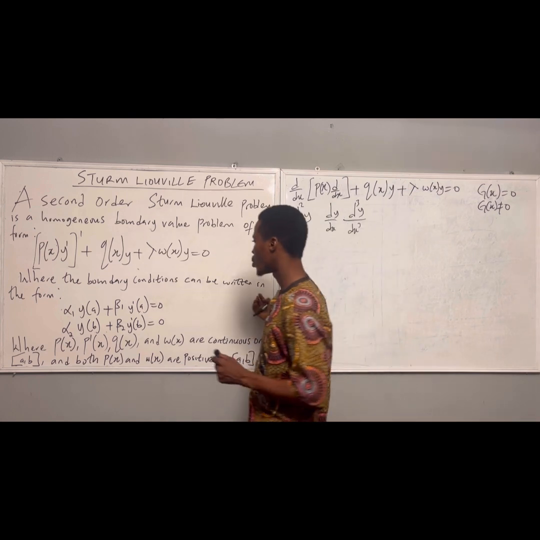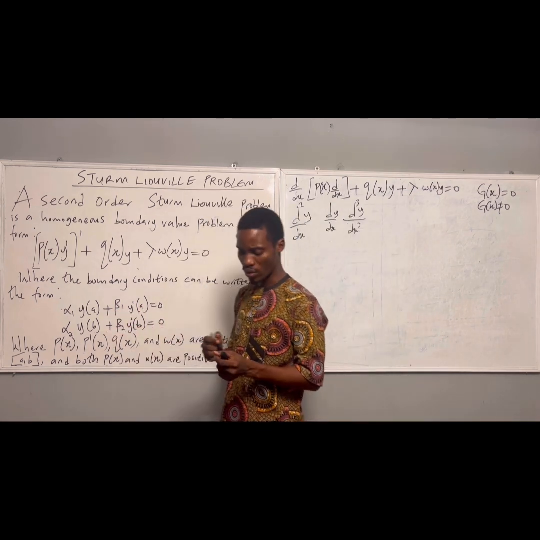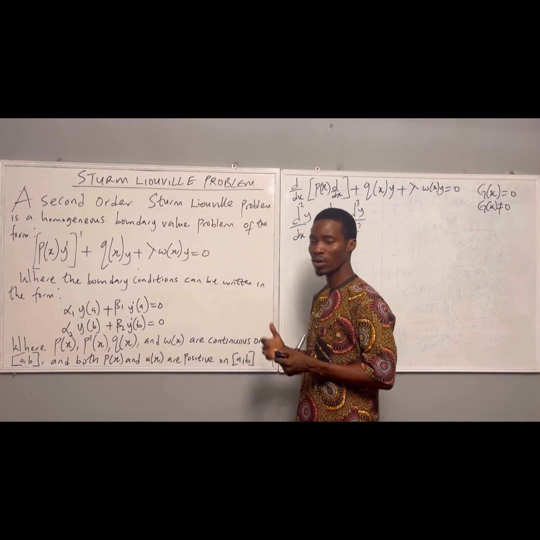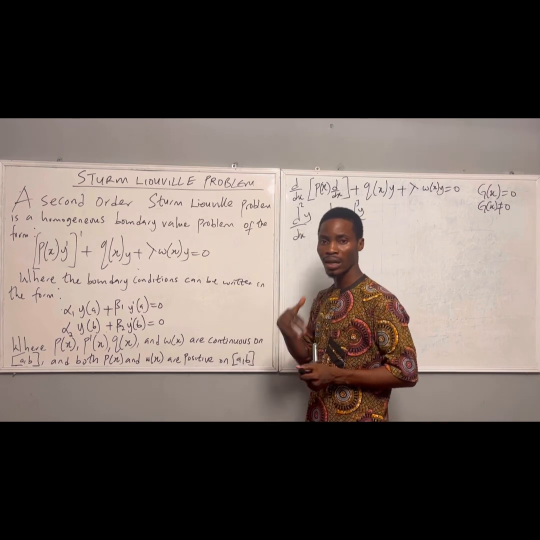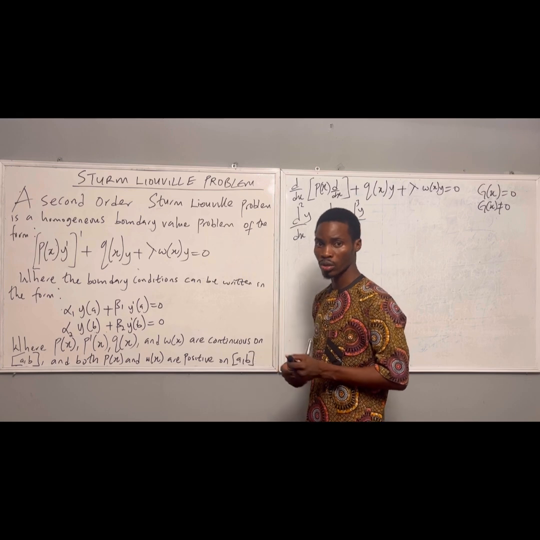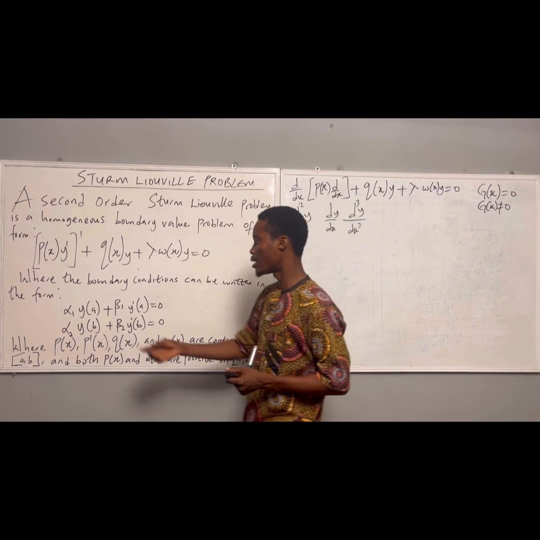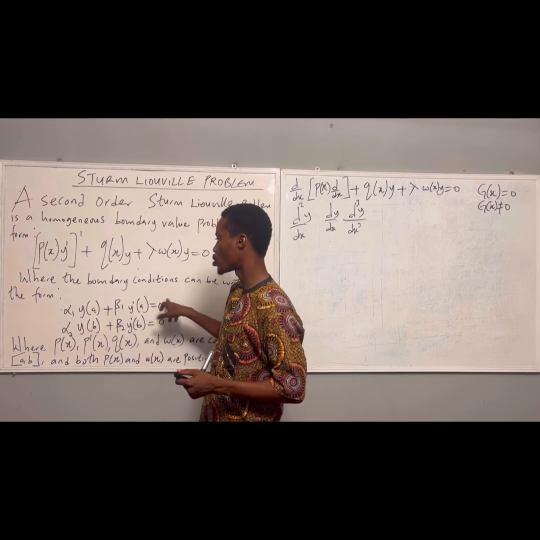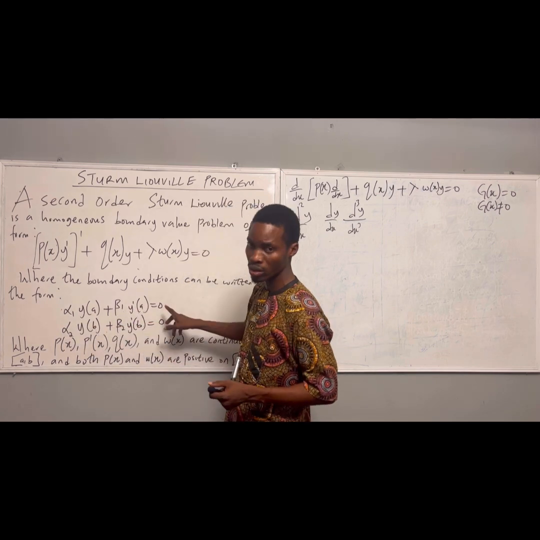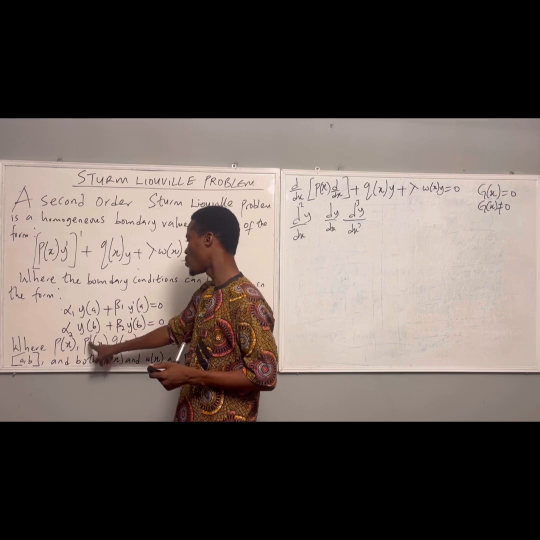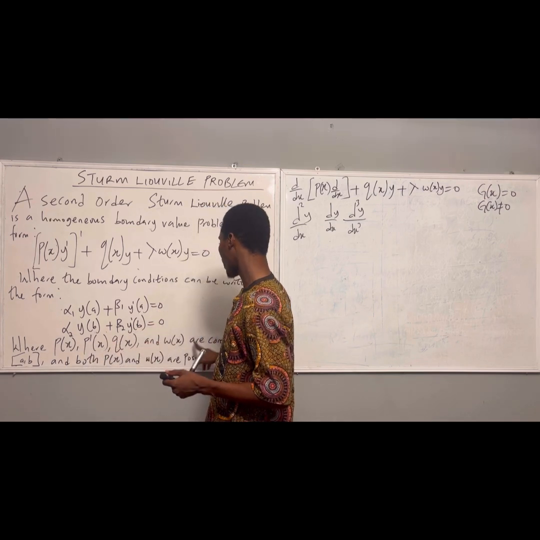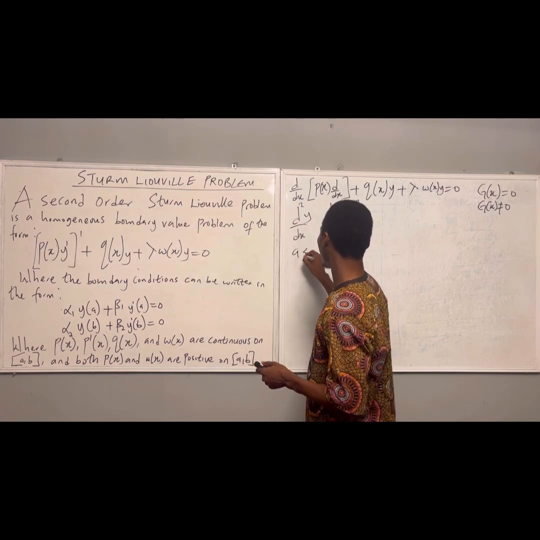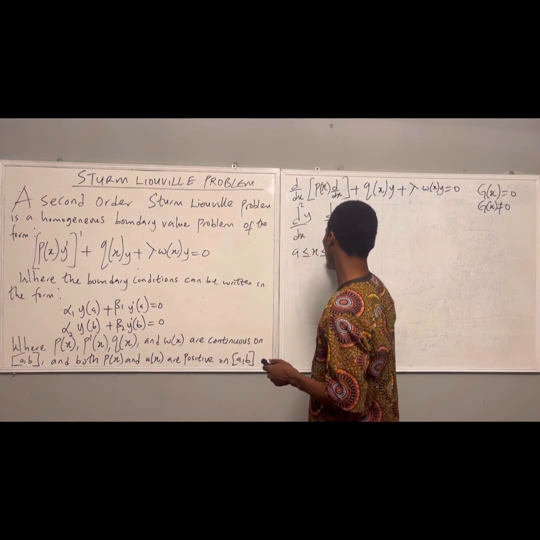And this boundary condition, we use it if we have to solve anything related to a second order ODE which is homogeneous, that is, equal to 0. We are going to have alpha y(a) + beta y'(a) = 0, and all these must also be equal to 0, where p(x), p'(x), q(x) and w(x) are continuous on [a, b], that is, a is less than or equal to x is less than or equal to b.